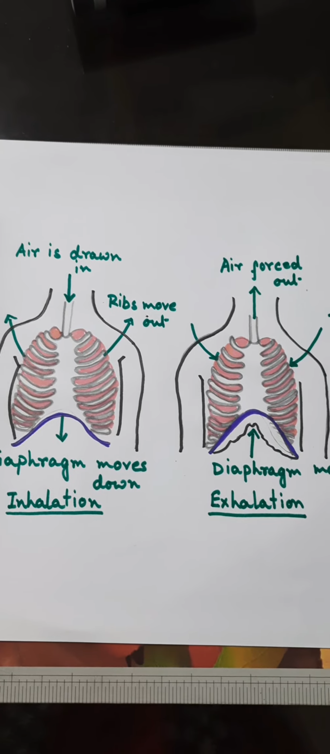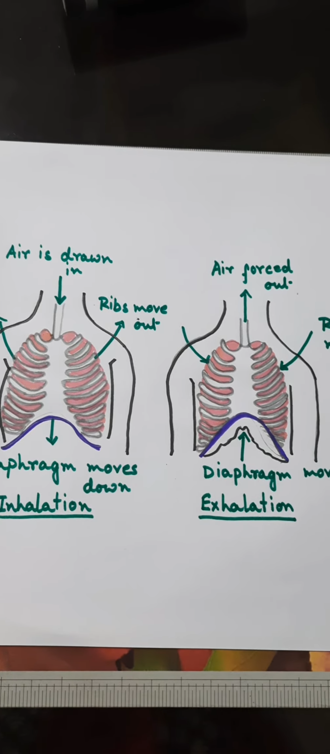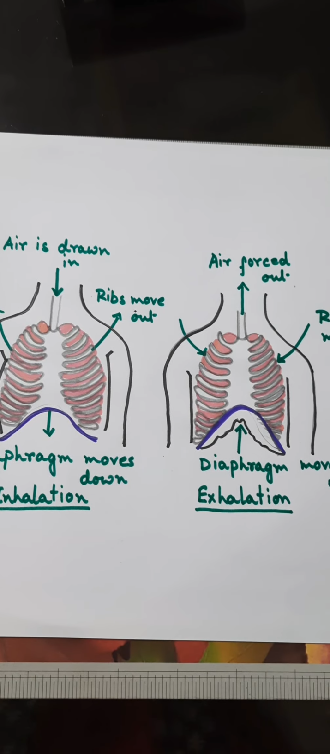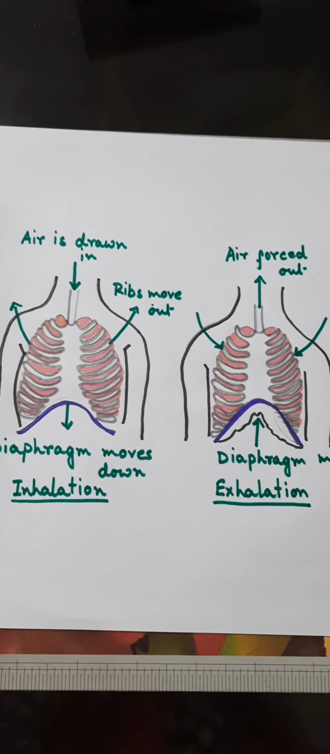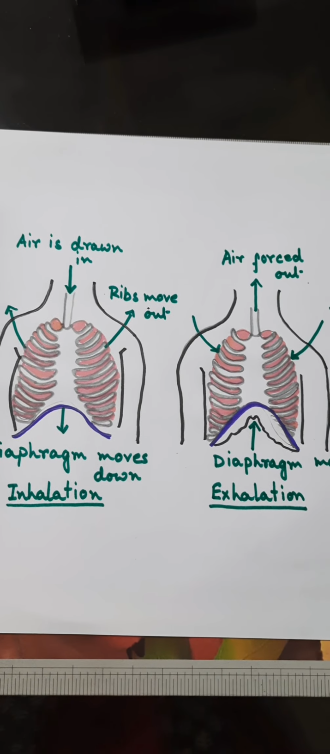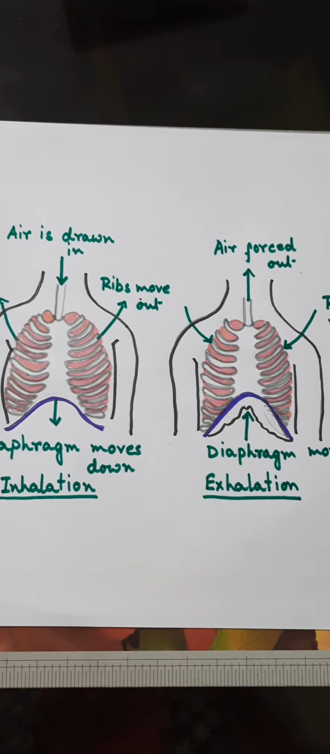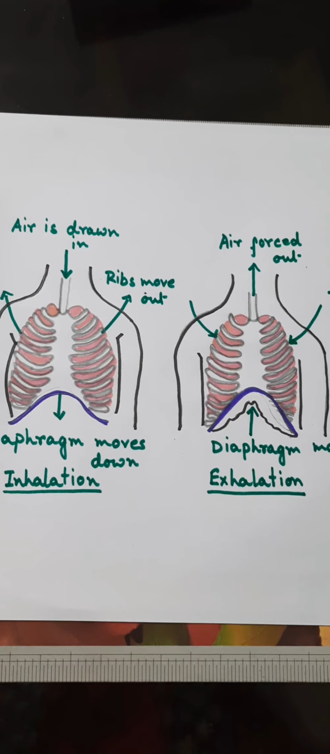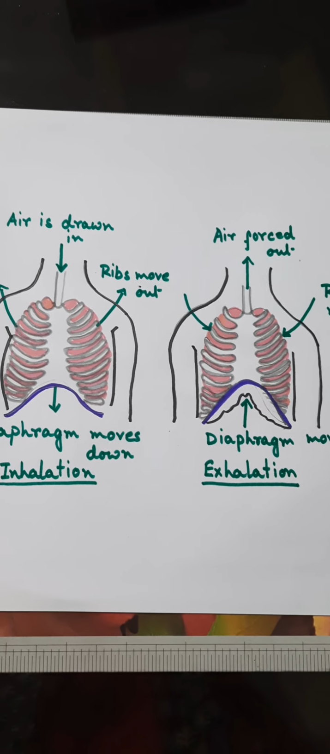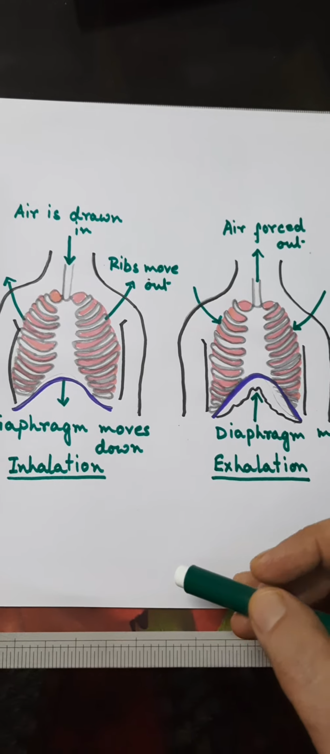Now let us learn about the mechanism of breathing. Normally, we take in air through our nostrils. When we inhale air, it passes through our nostrils into the nasal cavity. The air reaches our lungs through the windpipe. Lungs are present in the chest cavity. The cavity is surrounded by ribs on the sides. A large muscular sheet called the diaphragm forms the floor of the chest cavity.